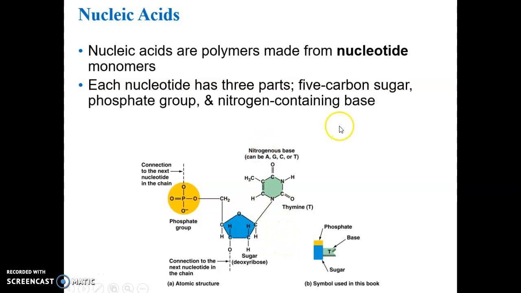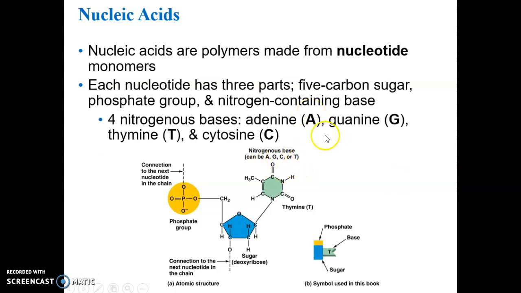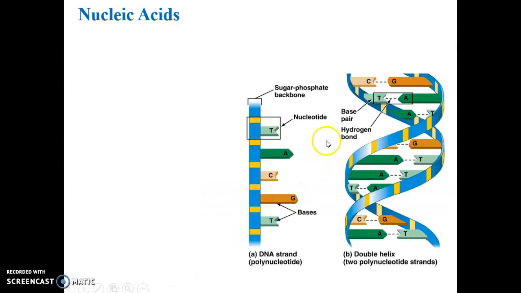The only thing that's variable between the different nucleotides is the specific nitrogenous base. It's either thymine, abbreviated T, adenine, abbreviated A, cytosine, C, and guanine, G. So just know the initials, A, G, C, or T. Adenine, guanine, thymine, and cytosine. Okay, A, G, T, and C. So those are the only variable parts of any particular nucleotide, and there's only 4 different ones.